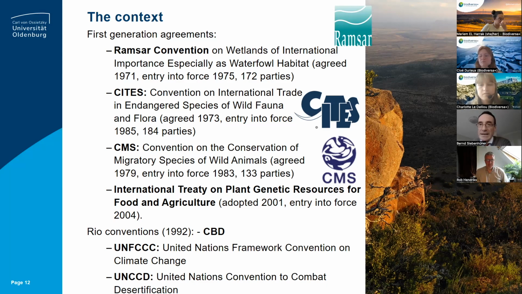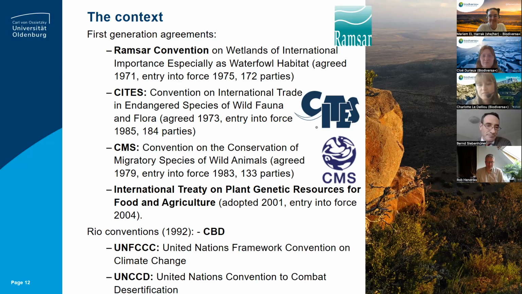So there are quite a number of predecessors, other international treaties that address related issues of conservation of certain parts, certain biomes, or certain species. The Ramsar Convention on Wetlands was already signed in the early 70s. CITES, an important one on trade. So whenever you would like to export the tooth of a lion from Africa or wherever, I'm currently in South Africa, don't do that. The CITES says that's forbidden.